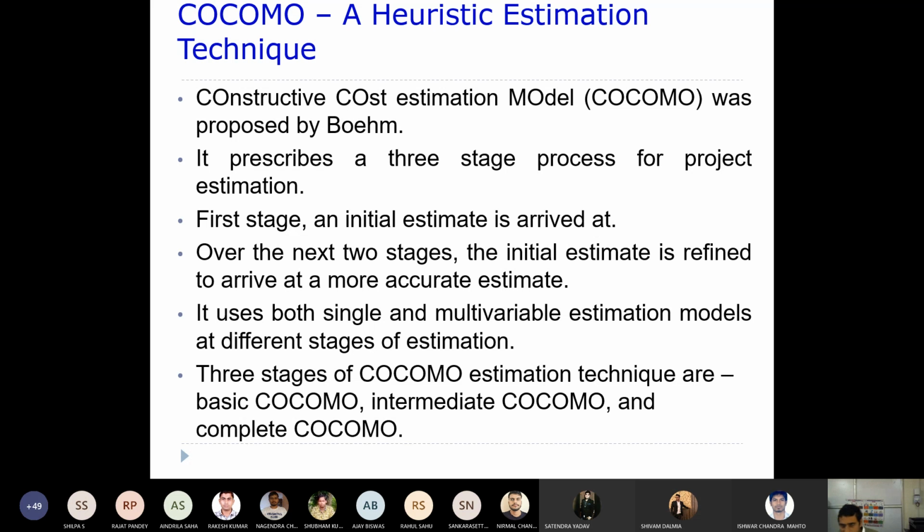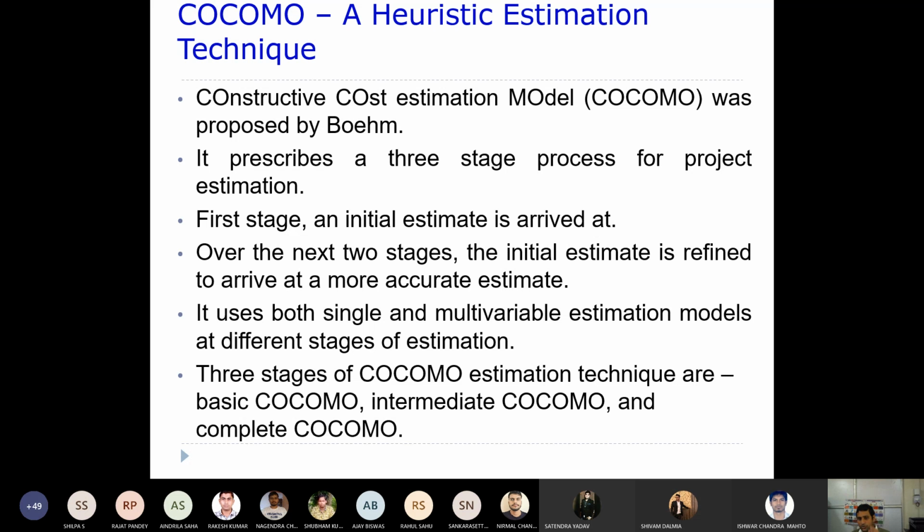It prescribes a three-stage process for project estimation, so here we'll be going through three different steps. In the very first stage, we carry out some initial estimations.